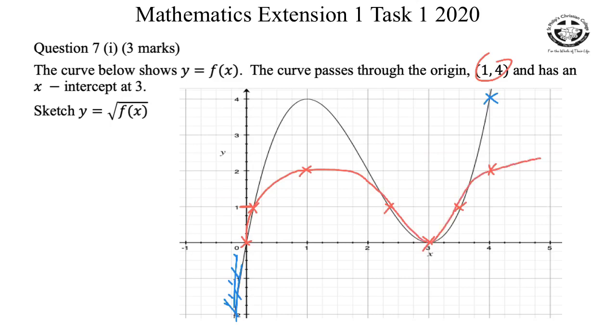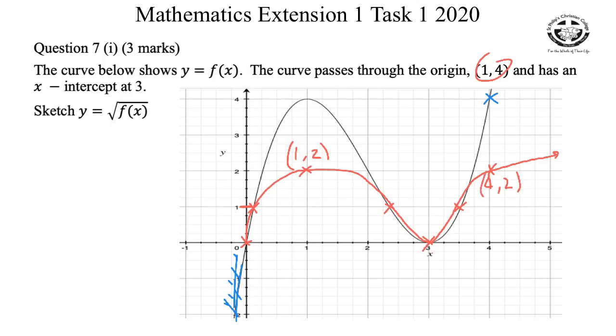And I end up with my curve flattening out there. It's still increasing. I've got my turning point here at 1, 2. Should acknowledge that. I should also acknowledge this point 4, 2. Okay. We don't know these values here.